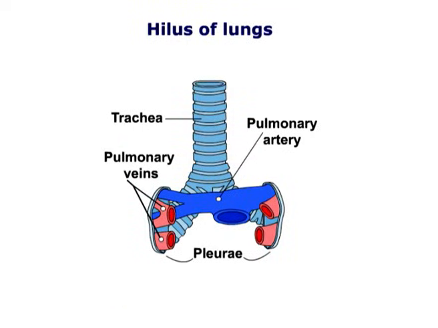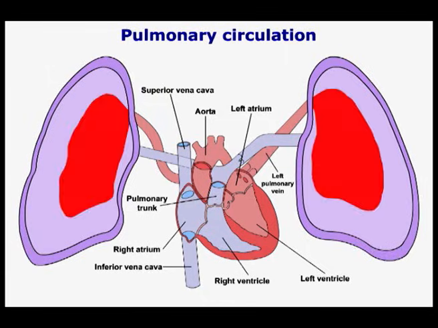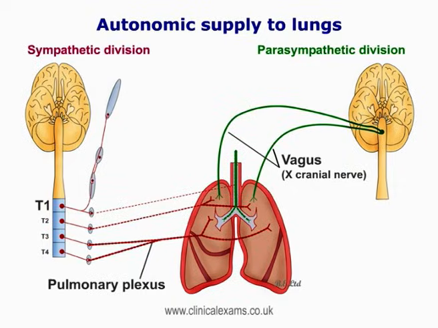The blood supply to the lungs is by the left and right pulmonary arteries, and oxygenated blood is returned to the heart via the left and right pulmonary veins. In terms of nerve supply, the internal structures of the lungs are supplied by the parasympathetics from the vagus nerves and segmental sympathetic fibers.